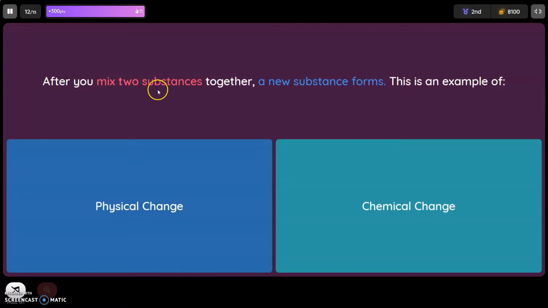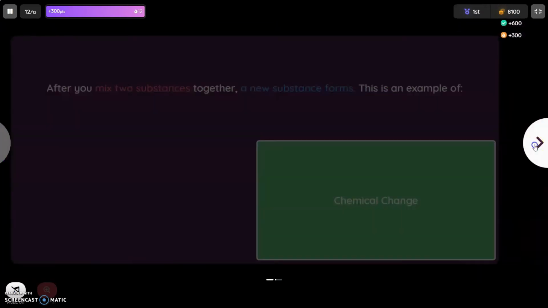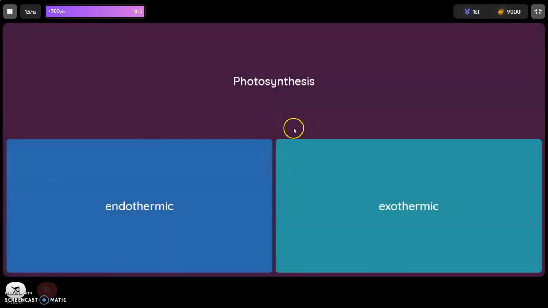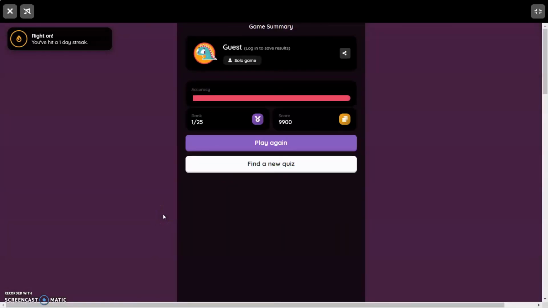After you mix two substances together, a new substance is formed. Is this an example of a chemical or a physical change? I said in the beginning that in a chemical reaction, a new substance is always formed. So it's a chemical change. Photosynthesis: is it an endothermic or an exothermic reaction? It takes in heat, so it's an endothermic reaction, because photosynthesis traps light. It takes in light. That's it for today.